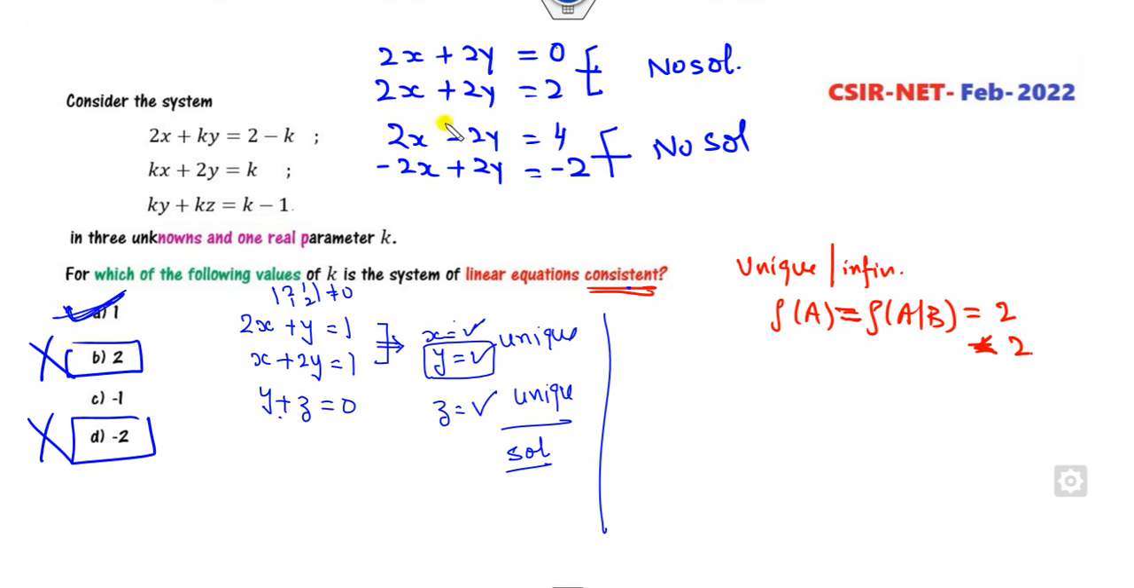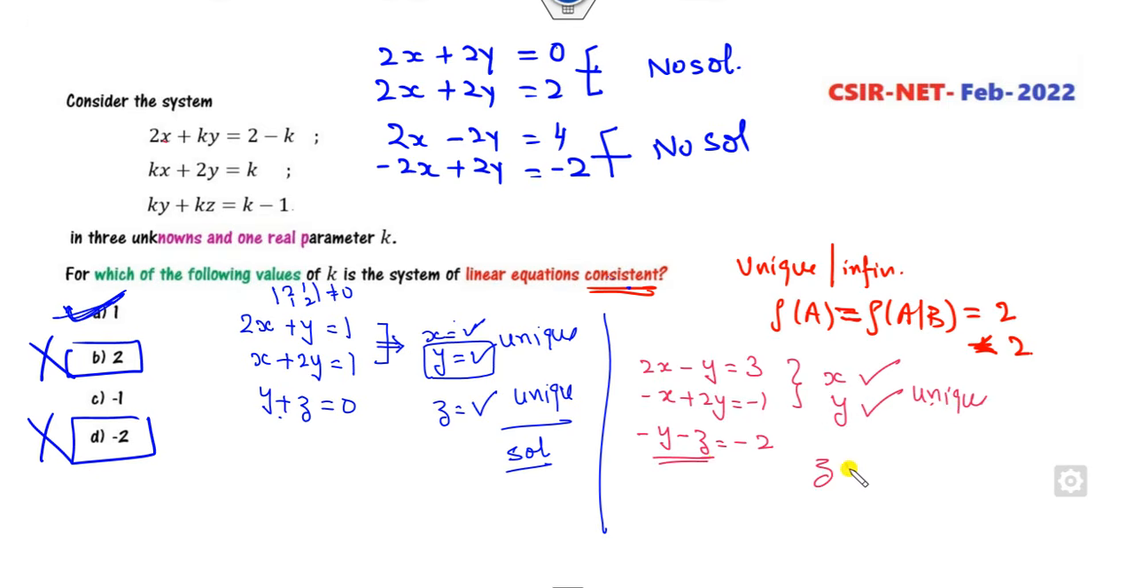Now look at the third option, minus 1. If you substitute here, 2x minus y is equal to 3, minus x plus 2y is equal to minus 1, y minus z is equal to minus 2. Again you can see that the determinant will be non-zero, so you will get the unique values of y and x. Once you get them, you can substitute here and get the unique value of z also. So it's solvable. So the right answers are A and C, both are correct.